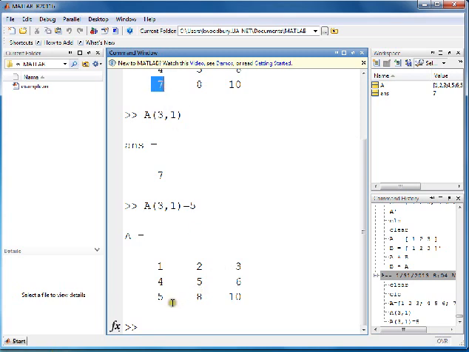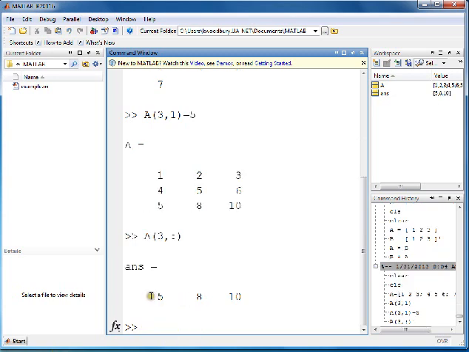A generalization of this, or an important point, is that we can also address an entire row or an entire column just by using in MATLAB what you might call the wildcard character, this colon, just the normal two dots here. So this means a third row, all the columns. And so when I enter that in, it now shows me what is the third row of A. And so we can use this in our Gaussian elimination routine to operate on entire rows of a matrix quite easily.